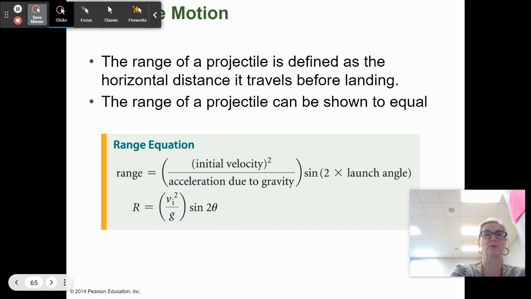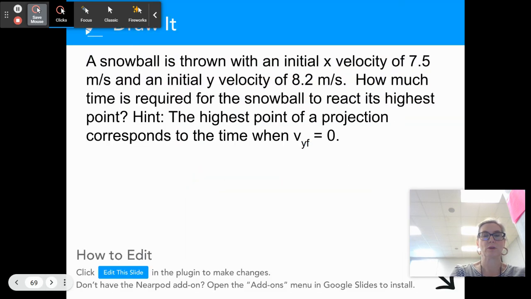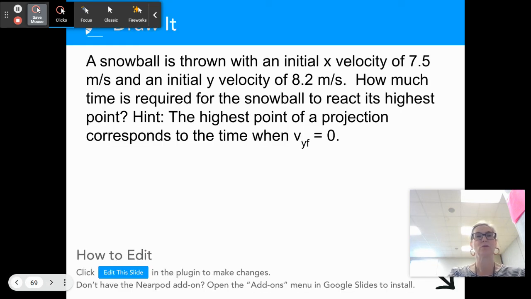And we talked about those other things before. Okie dokie. All right, so that is it for projectiles.